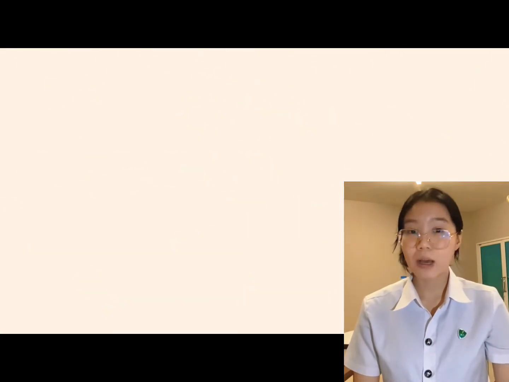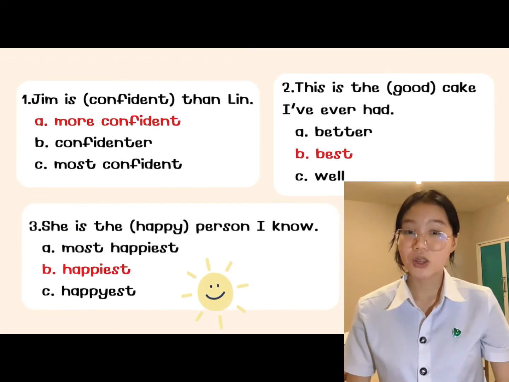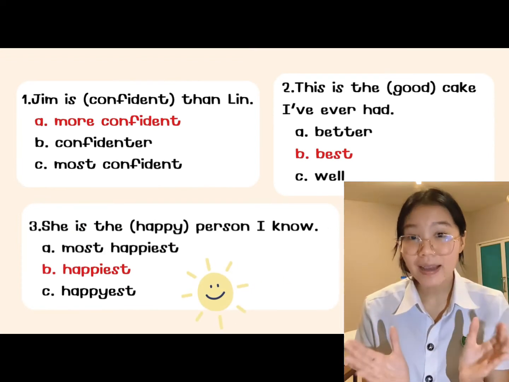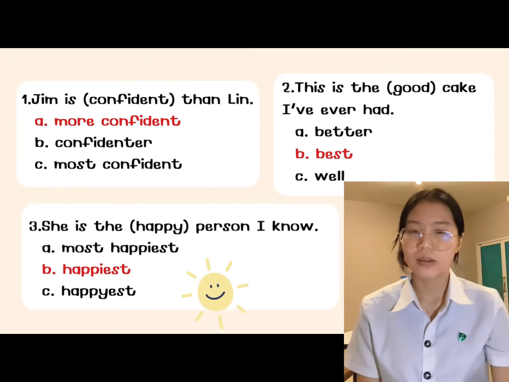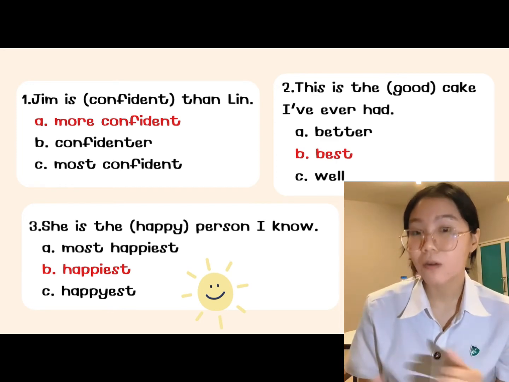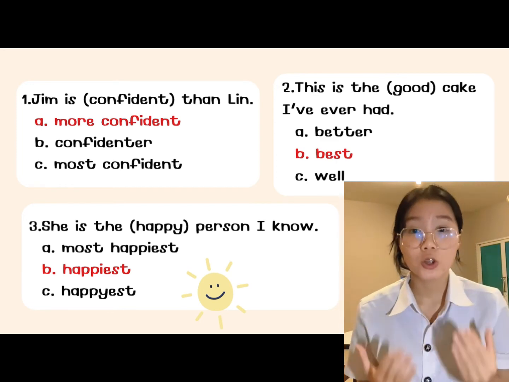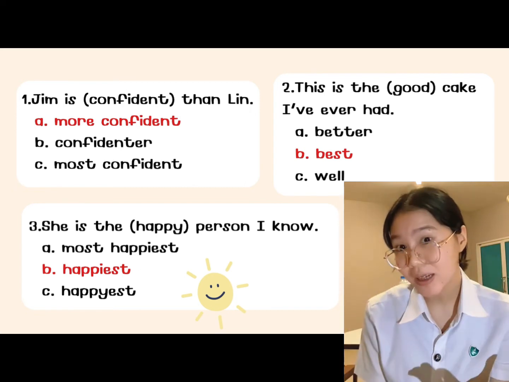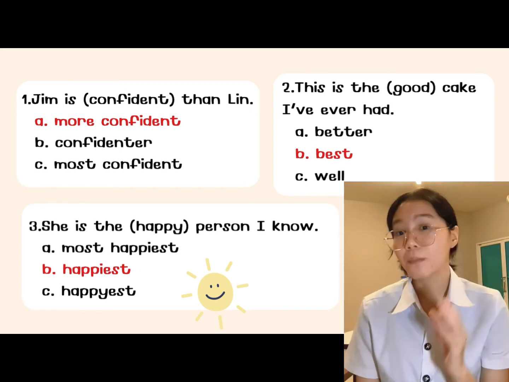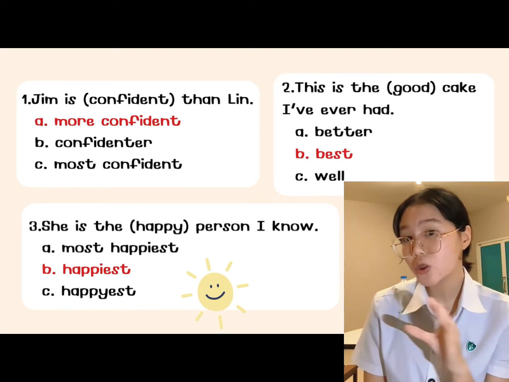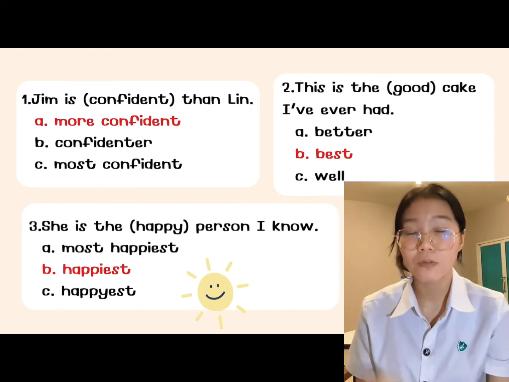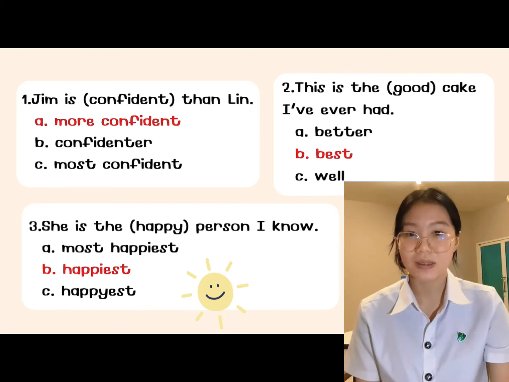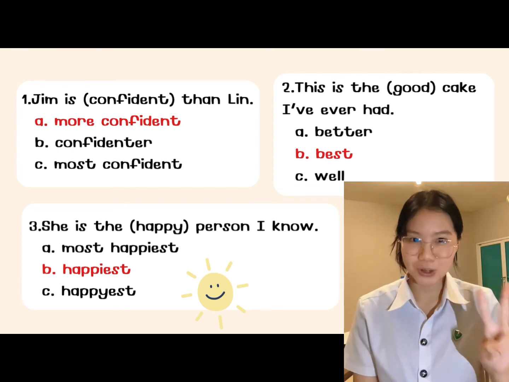Okay, question number 1. The correct answer is A. Why? So this question is talking about comparative adjectives, and the rules of comparative adjectives don't use -er for three syllables. Question number 2.